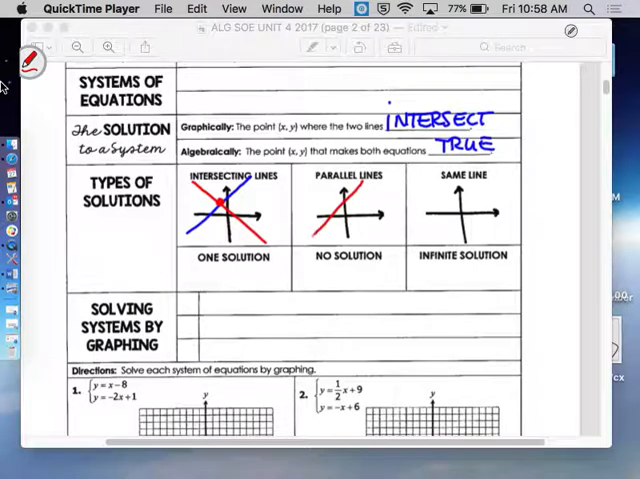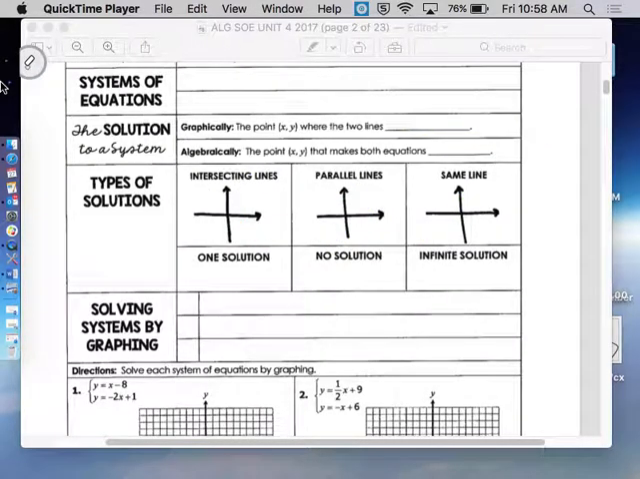If I graph lines that actually don't intersect because they're running parallel to each other, that is a case where I would have no solution. Or if I try to graph a system and the lines actually are the same line, just multiples of each other, this is a case where I would have infinite solutions.